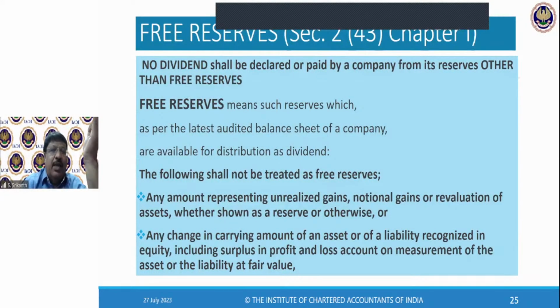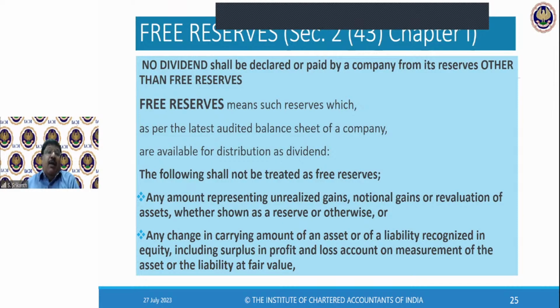Any amount representing unrealized gains, notional gains, revaluation, no. Capital profit, be careful. If it is pertaining to share capital, for example, you might have sold options. ESOPs, before they get the share, they have to buy an option from you. You would have sold the option at 2 rupees. That is an income for you, but not free reserve. It will be in the balance sheet under reserves and surplus, but you cannot use it for declaring dividend because it's a capital item.